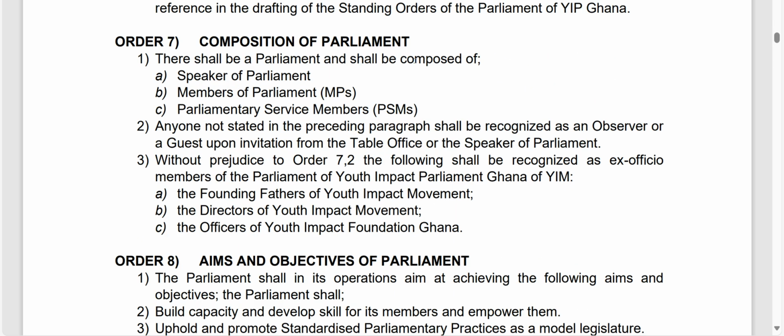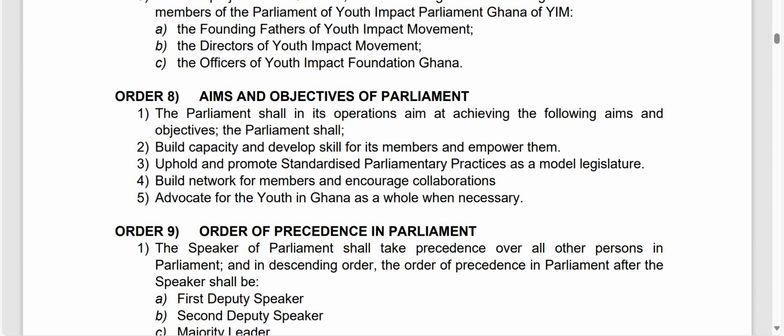I spoke about interpretation. Composition. So our youth parliament is composed of the speaker. The speaker is a full component of composition. And then members of parliament, and then parliamentary service members. So these are the 3 components that compose our parliament, just as stated by Order 7, paragraph 1. Anyone who is not part of this is seen as an observer. But without prejudice to that, paragraph 3 says that the following shall be recognized as ex-official members of parliament: the founding fathers of YIP Parliament, the directors of YIP Foundation, the officers of the foundation, the directors of the movement, and the officers of the foundation. Although those people are not part of the parliament, they are seen as ex-official to the parliament.